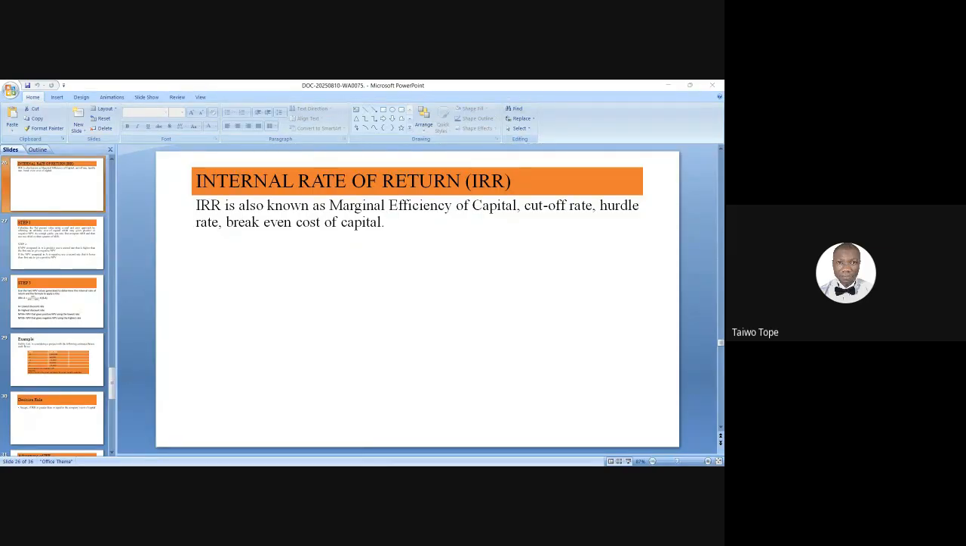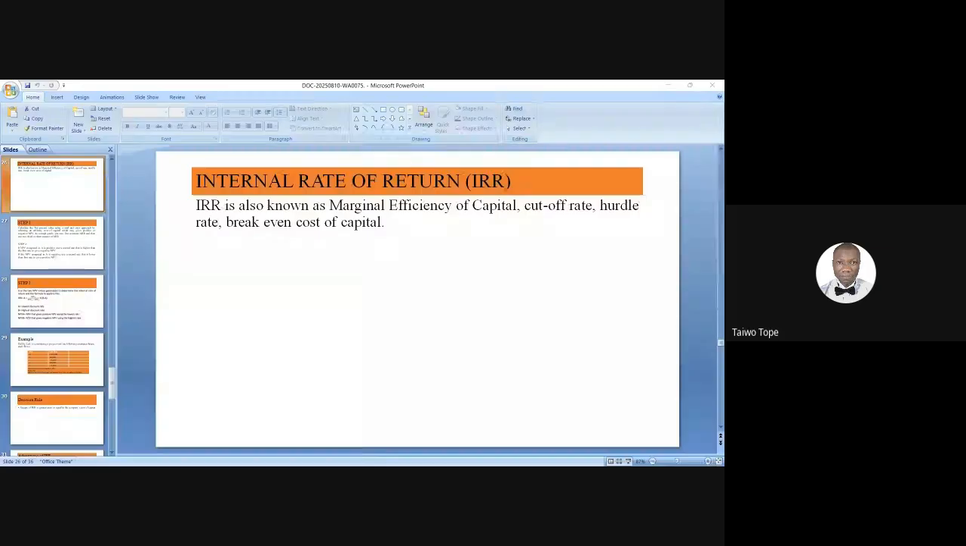Internal rate of return. When we talk about internal rate of return, we are simply referring to the rate that equates the net present value of expected future cash flows to zero. That is the internal rate of return. So internal rate of return is the rate of return that equates NPV to zero.